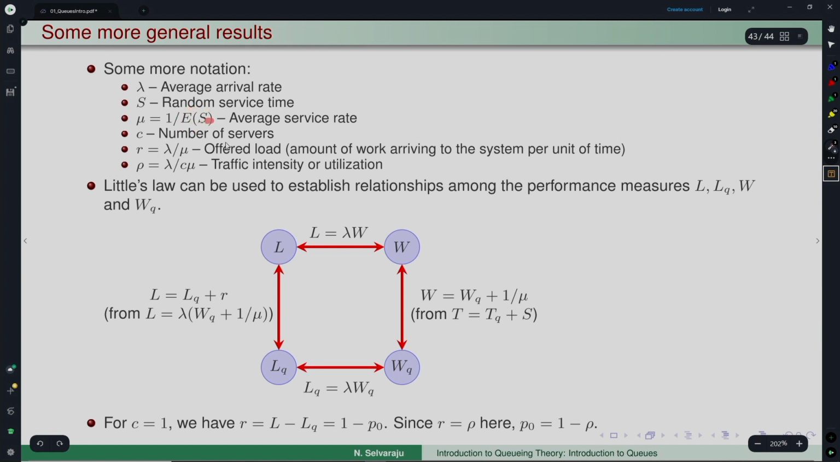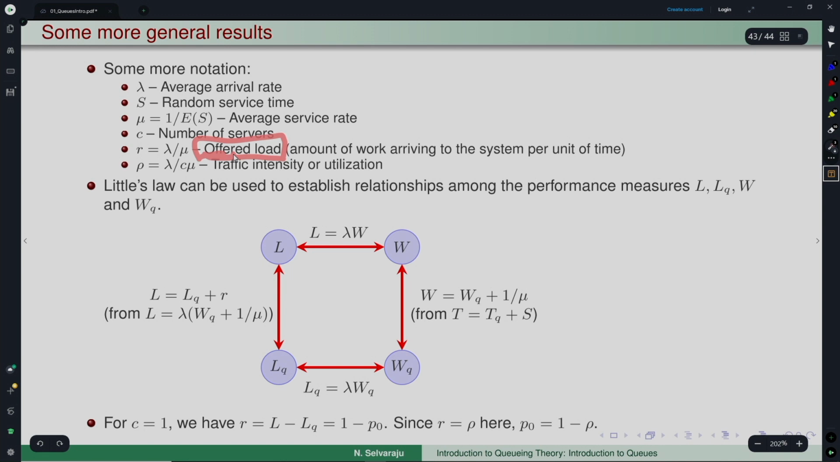So, the 1 over mu of this is what will be the average service rate. This lambda and mu will be used throughout our course. Basically it means that lambda and mu are the average arrival rate and the average service rate. C would be the number of servers, and R, which is basically lambda by mu, is called the offered load to the system. So, this is basically the amount of work arriving to the system per unit of time, because lambda and mu are per unit of time.